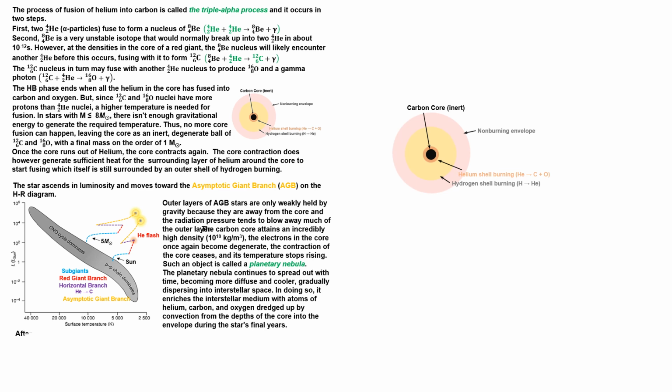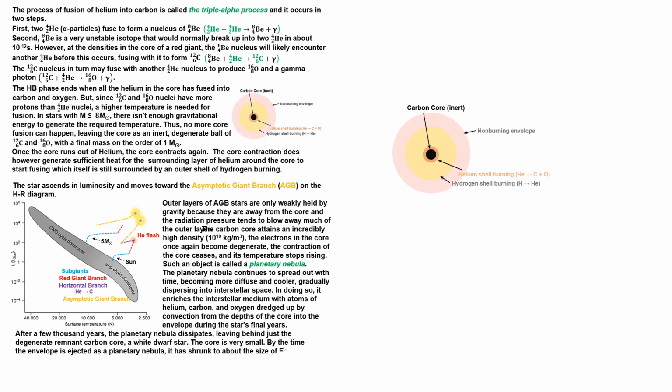After a few thousand years, the planetary nebula dissipates, leaving behind just the degenerate remnant carbon core, a white dwarf star. The core is very small. By the time the envelope is ejected as a planetary nebula, it has shrunk to about the size of Earth. Its mass is about half the mass of the Sun, shining only by stored heat, not by nuclear reactions. The core's temperature and size give rise to its new name, white dwarf.